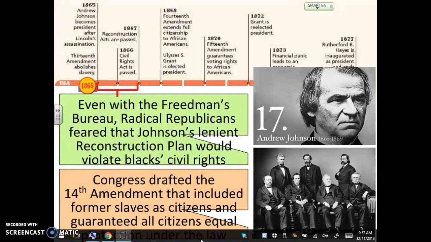So at this point, our anti-slavery laws, or our Reconstruction laws that we should know, are the 13th Amendment, which guarantees the abolition of slavery. We have the 14th Amendment, which extends full citizenship to African Americans.